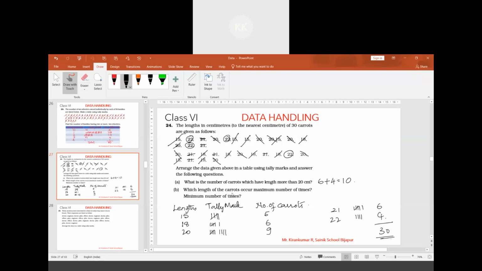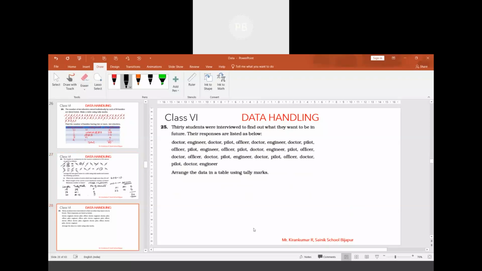Second question: which length of carat occurs the maximum number of times and minimum number of times? Which is the maximum? Maximum is 20 centimeter, and minimum is 22. Okay, so it's an easy type of question.